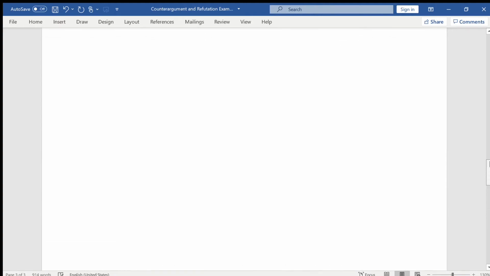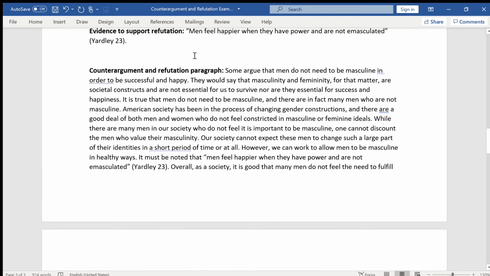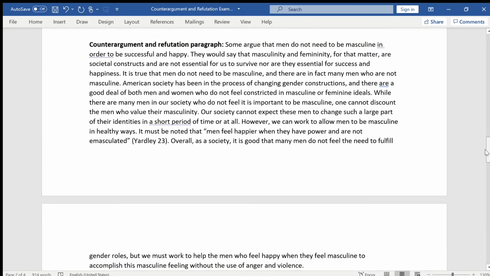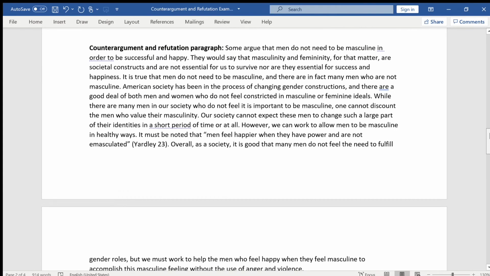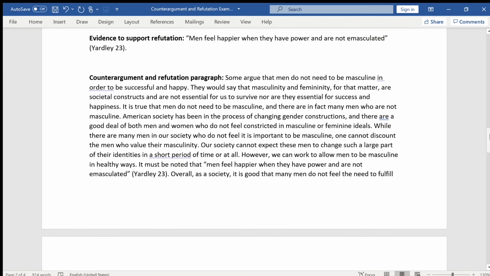Okay, so that gives us that full paragraph there. We see that it's going to be 1, 2, 3, 4, 5, 6, 7, 8, 9 sentences long. So that's a pretty good paragraph size, especially for college level writing. 9 sentences is a decent length. All right, so there's an example to work from.